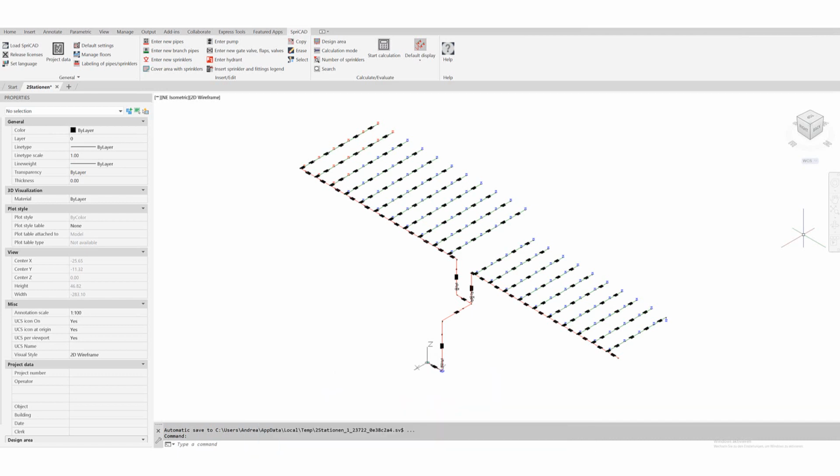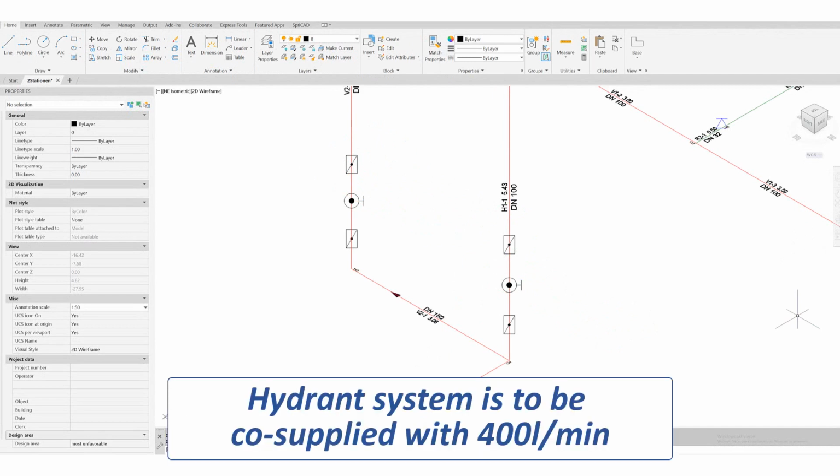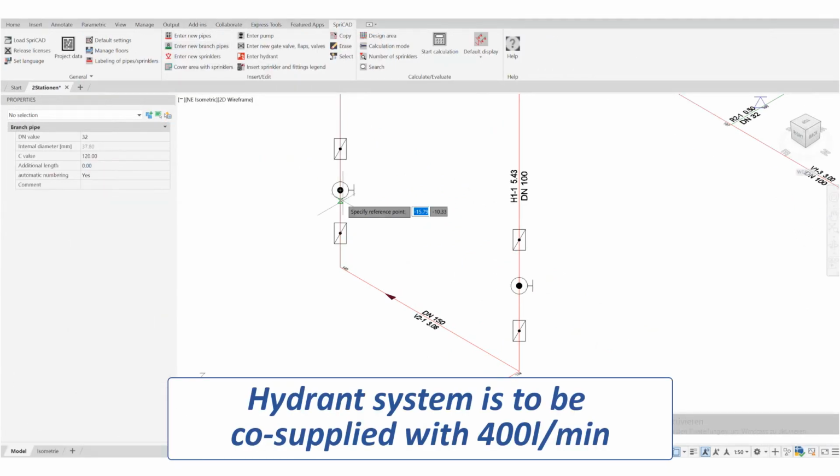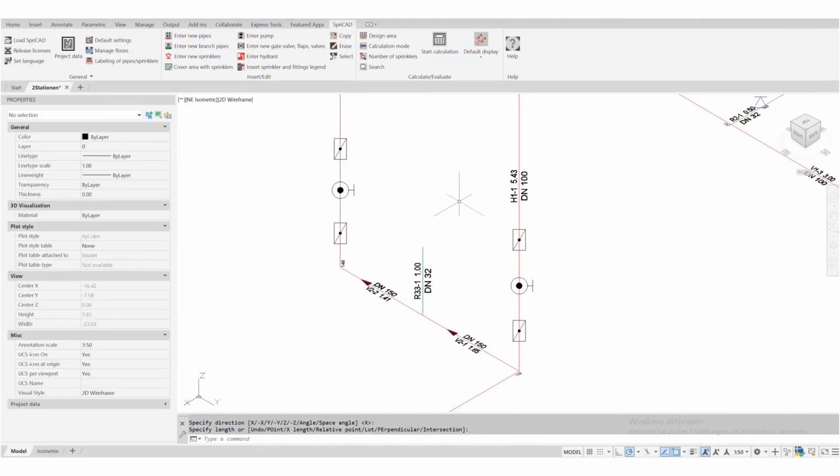A hydrant system is now to be supplied with 400 liters per minute by the main distribution pipe. At the beginning, draw the supply pipe to the hydrant system in the desired dimension on the main distribution pipe and set the SpriCAD hydrant symbol at its end.